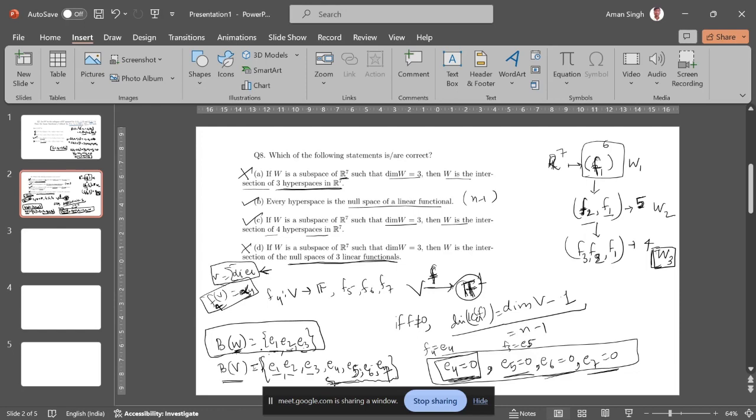What is the intersection? The intersection of the kernels of Fi, I should say hypersurfaces, I from 4 to 7, this is nothing but W. Okay. Understood. Okay, good. So let's go to the next question.